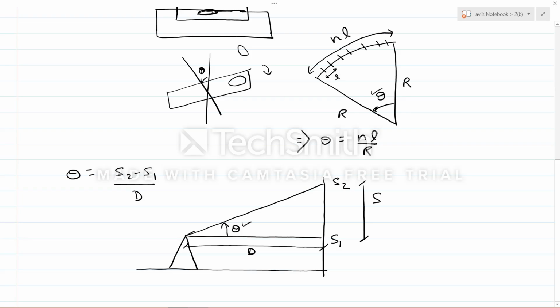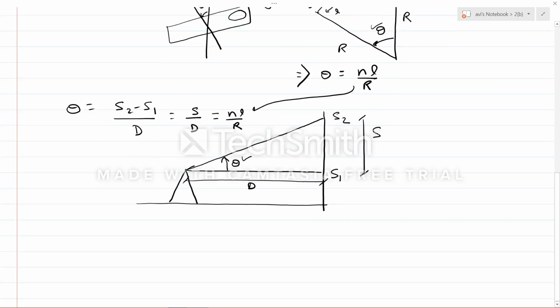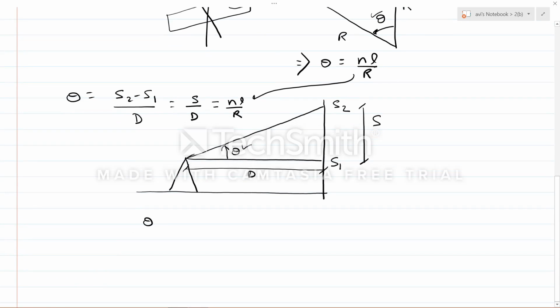Actually it is tan theta, but since theta is small, we are using it as theta. So this is equal to S upon D, which is equal to nL upon R. So theta is equal to S upon D is equal to nL upon R. This is the equation. Now this is theta. This is not the sensitivity, mind you.